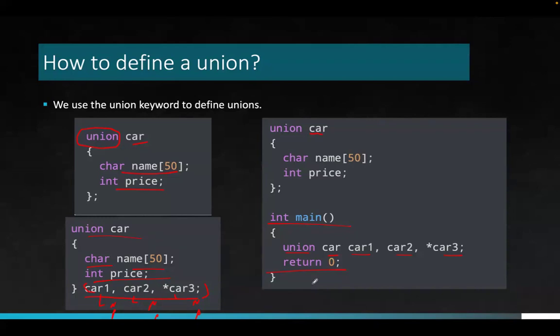If you observe, structure also has the same form. The only change is that instead of union, you write structure, and if it is a union, you write union instead of structure. And the members are the same, right? Structure also follows the same pattern. But what is the main difference? The main difference is that a union holds only one member at a time.